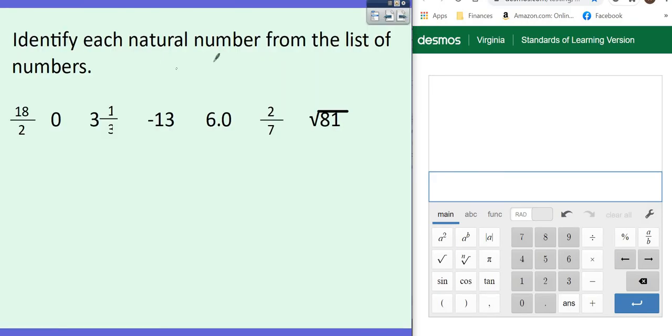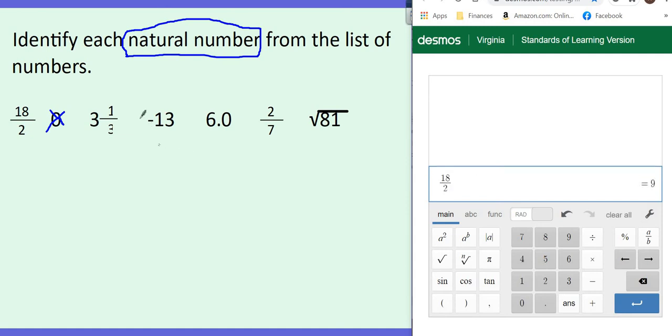All right, here we have to identify each natural number, which are our counting numbers. They do not include 0, so we're going to get rid of that right away. And we know that they look like 1, 2, 3, 4. So let's go through each one. Let's put in 18 divided by 2, which is 9. That's definitely rational, so let's go ahead and circle that.